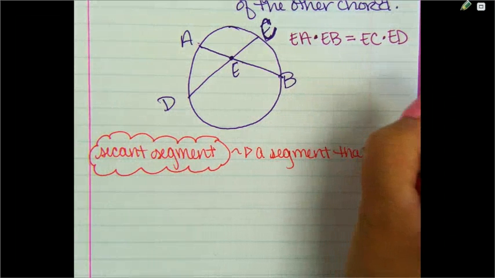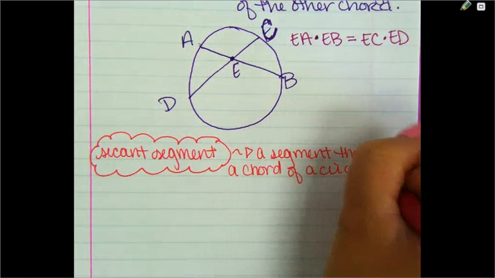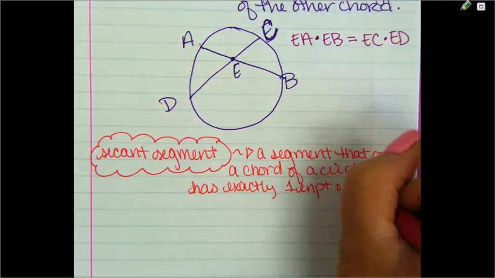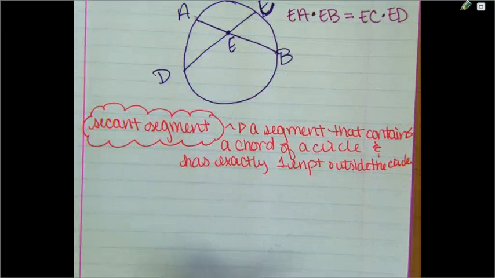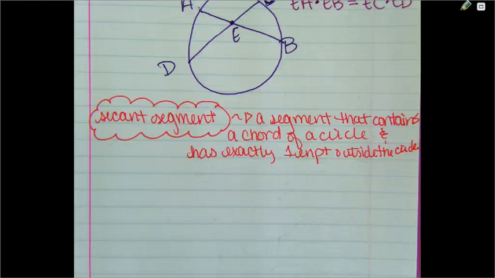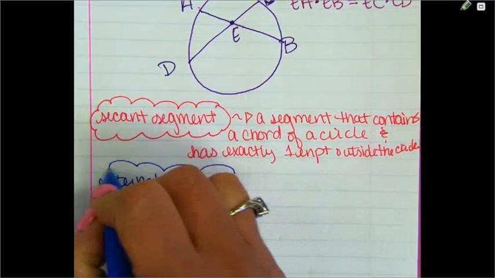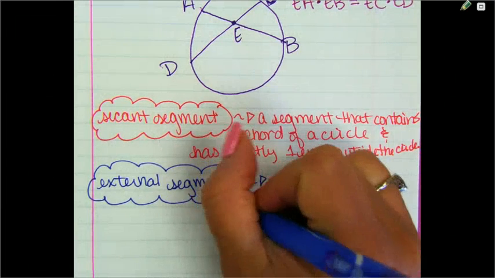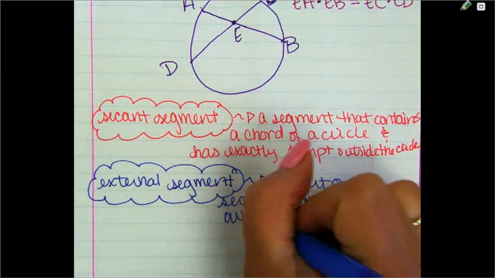So a secant segment is a segment that contains a chord of a circle and has exactly one endpoint outside the circle. Good? External segment. What does external mean? Outside. So if I'm talking about a circle, where am I going to be located? Outside the circle. It's the part of the secant segment that is, you guessed it, outside the circle.